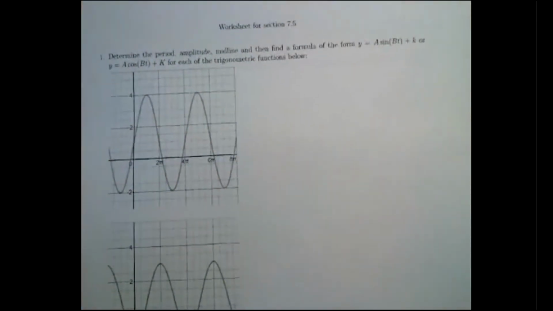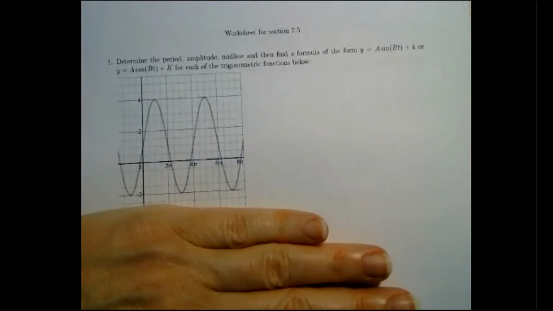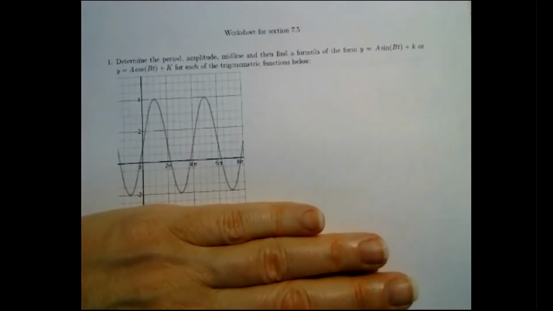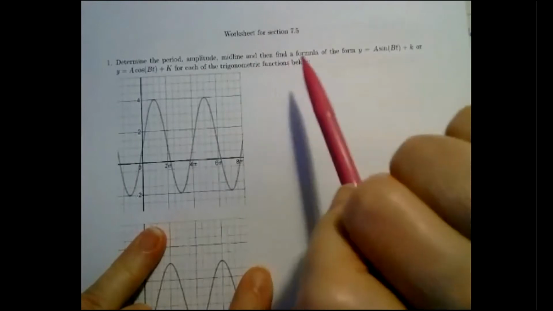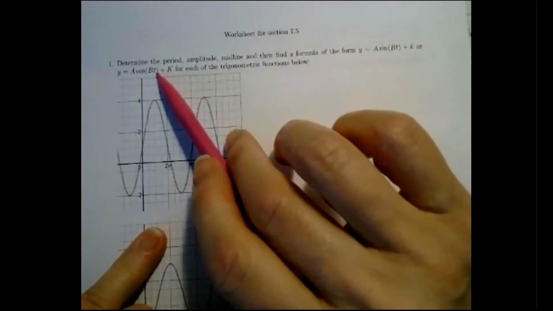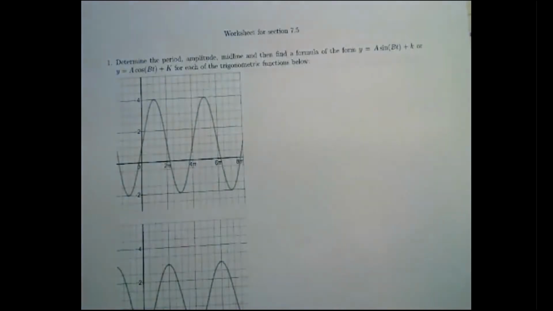Okay. Here is my question now. I'm giving you a graph where the period is not 2 pi anymore. So I'm changing the period. And the question is, determine the period, amplitude, midline, and then find a formula of the form a cosine bt or sine bt, for each of the trigonometric functions below. Okay, so these are the functions, and I would like to find a formula that will represent this, what we call a sinusoidal function.